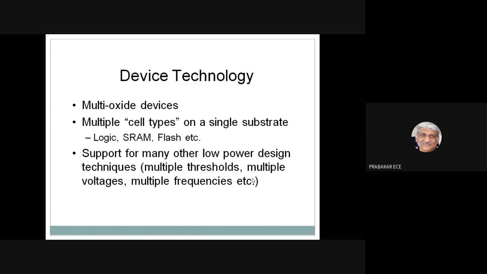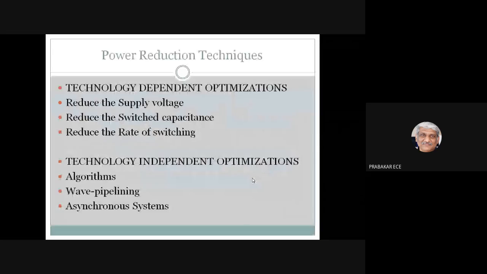And basically there are two variations available. The first is the technology dependent optimization, right? What is the technology that is used? Say for example, what is the size of your device, right?